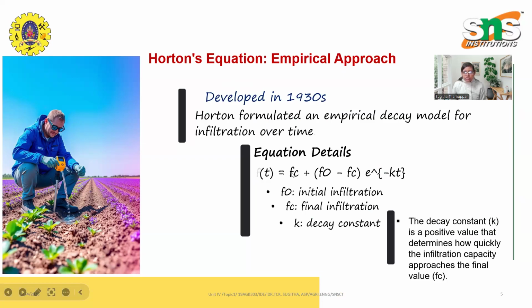f(t) is equal to fc plus (f0 minus fc) e to the power minus kt. What is this f0? This is the initial infiltration. And what is this fc? That is the final infiltration. Here we have to remember the constant value, that is k. It is referred to as the decay constant. The decay constant is usually a positive value which determines how quickly the infiltration capacity approaches the final value fc.